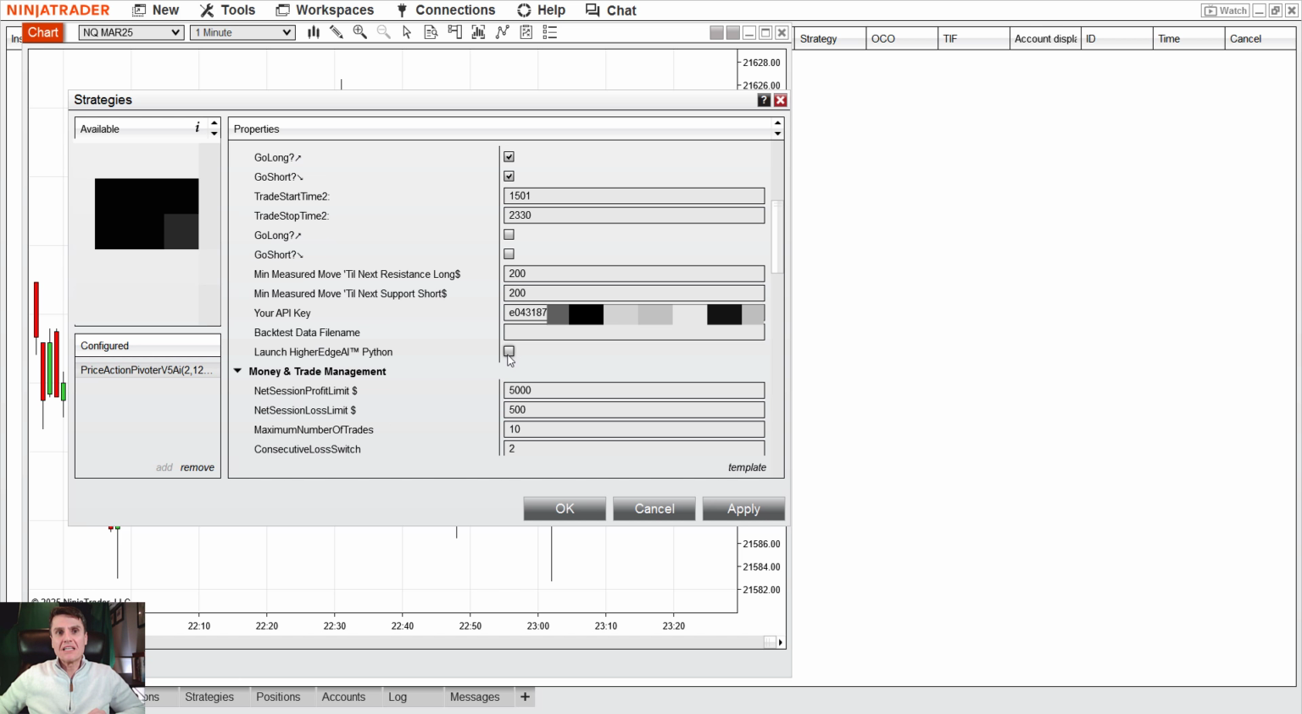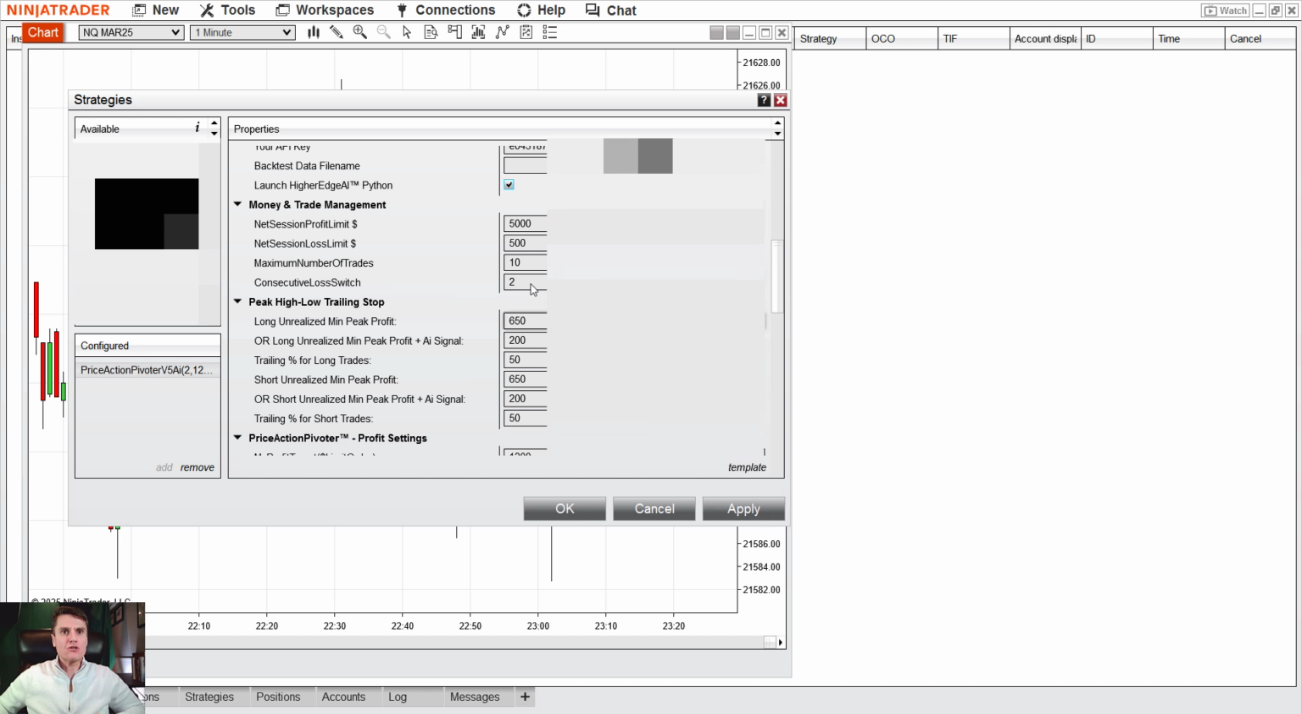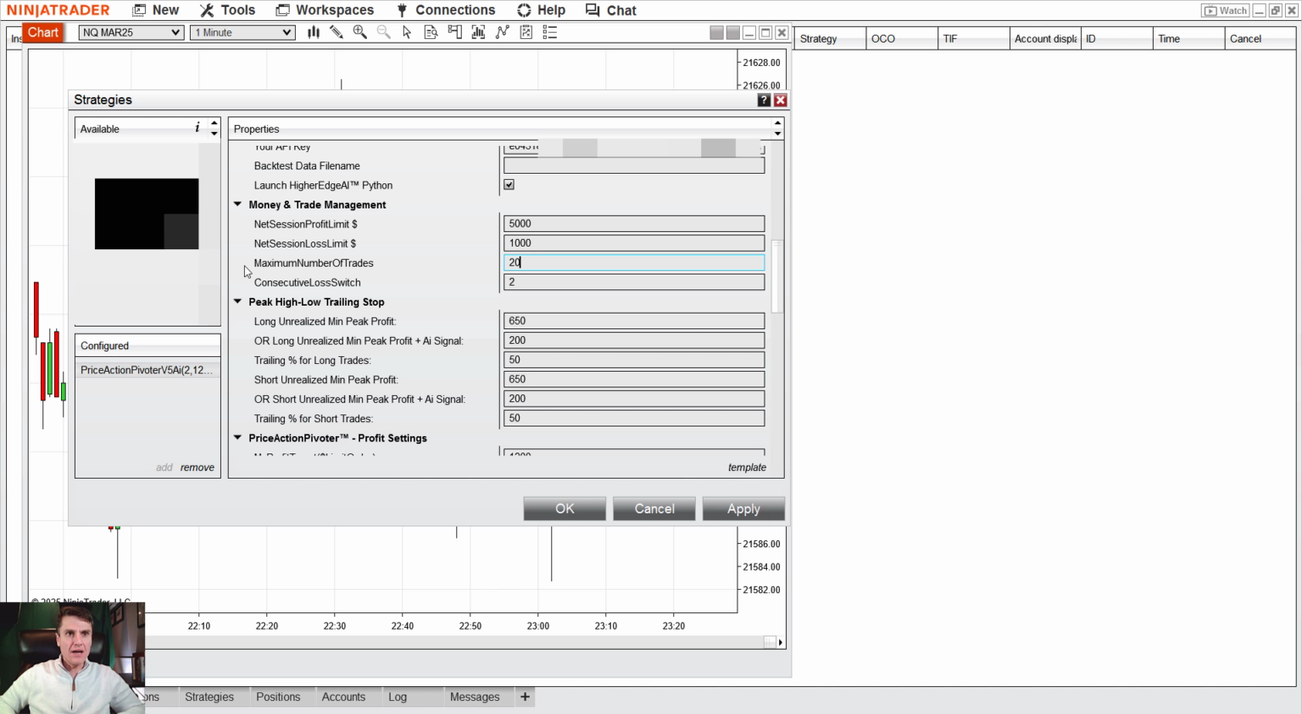Here's what I'm going to do. I'm going to click on Launch HigherEdgeAi Python. Once I do that, in fact, let me do it while I'm still speaking. So I'm going to put this at $1,000. Okay, and that's my net session loss limit. My net session profit limit, when the system is out of the trades, is $5,000 or more. It stops looking for trades. If it's down 1,000 or more when it's out of the trades, it's going to stop looking for the trades.